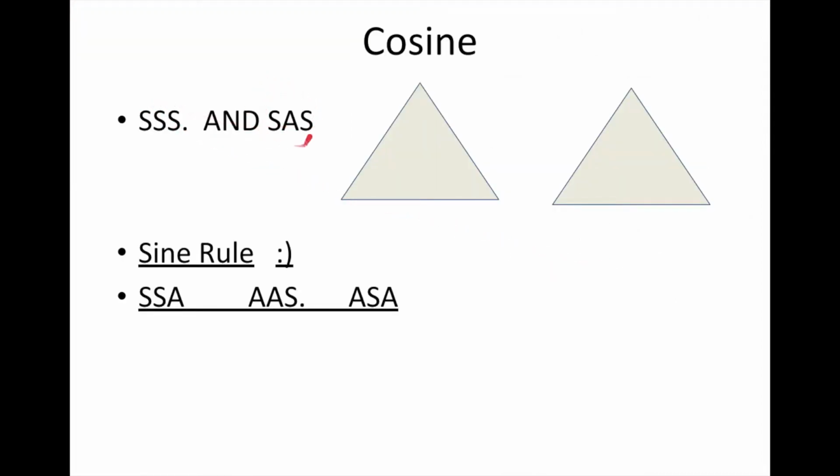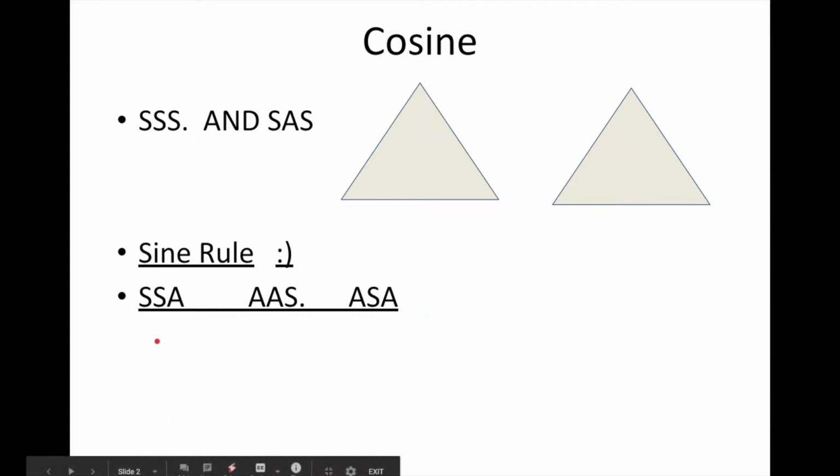Whereas for SAS, we would have a side given, an angle, and then a side. The order of these letters is important because the A means that it is in between both two sides. So we have a side here, and then we have an A encompassed in between the two sides given in the question, and then the A in the middle.